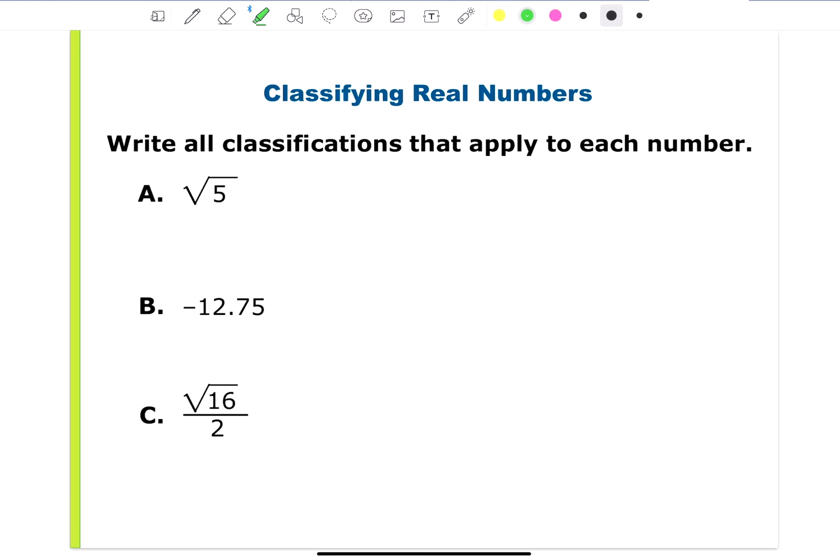Classify the real numbers. The square root of 5: if we use a calculator to find the square root of 5, this is going to be a non-terminating, non-repeating decimal. So it's irrational and it's real. It's not a whole number, not a natural number, not a rational number. So irrational and real. Negative 12.75 terminates at a point. So this is rational and real. It's not a whole number, not an integer, not a natural number.